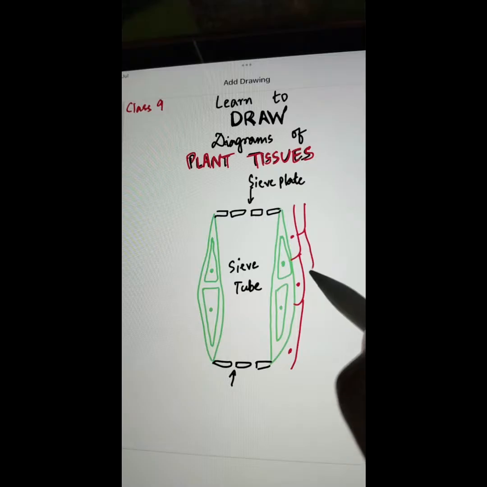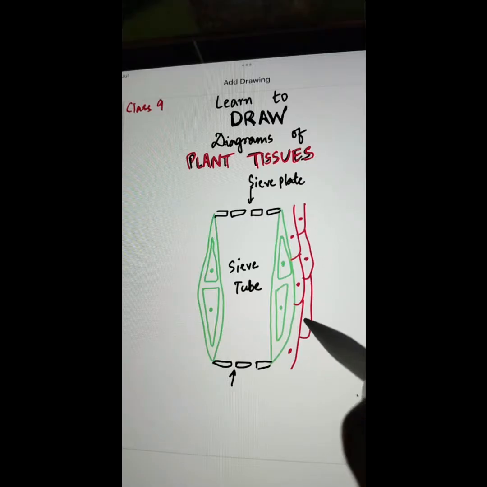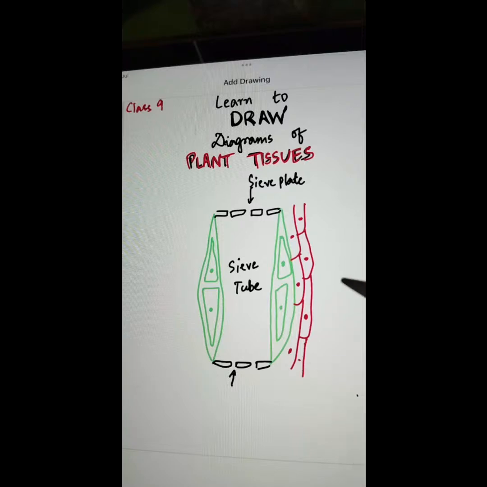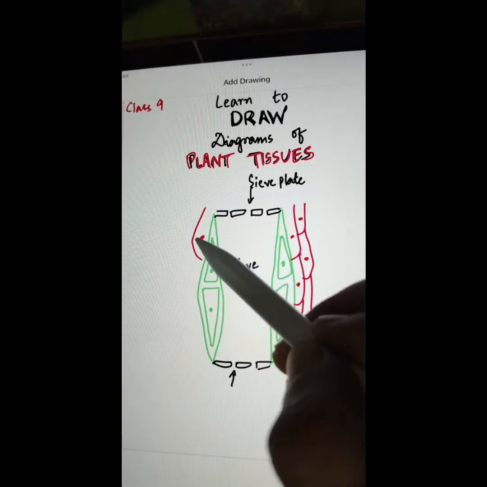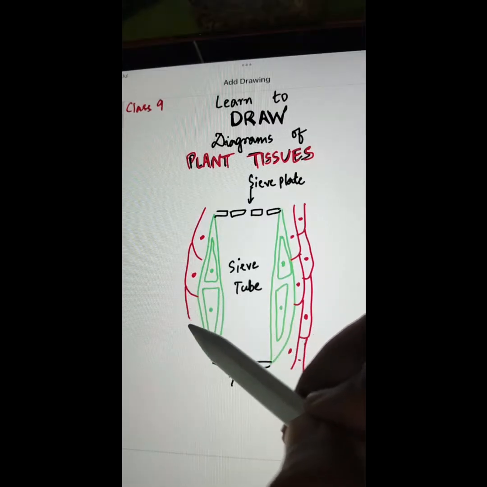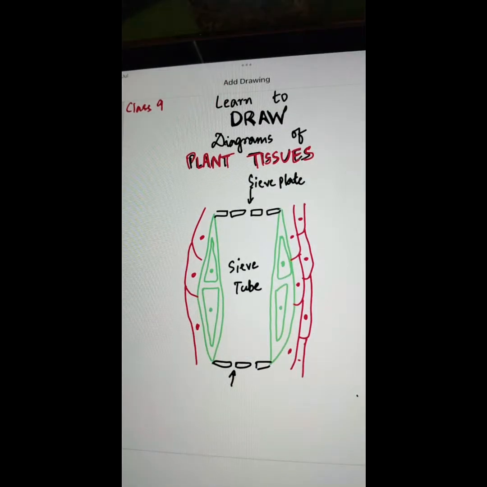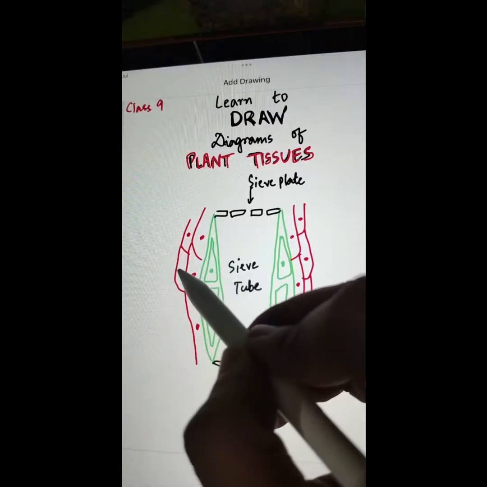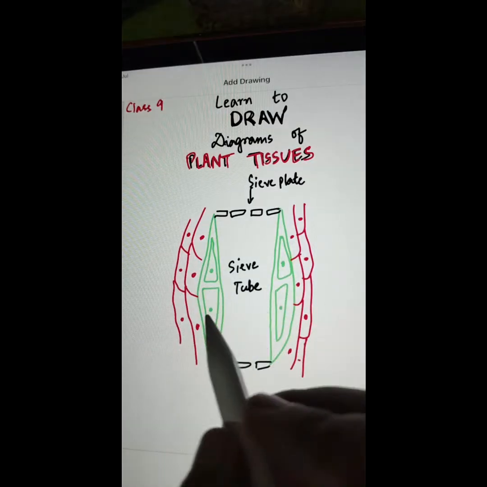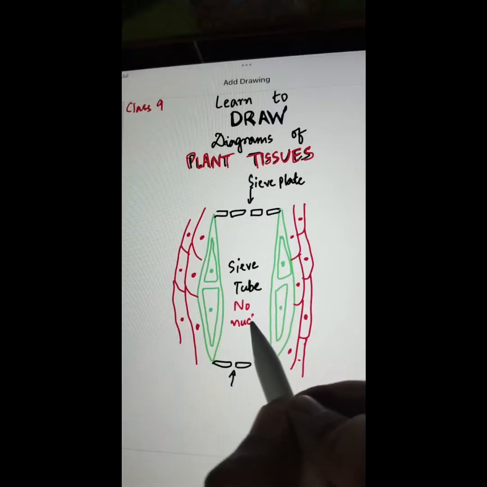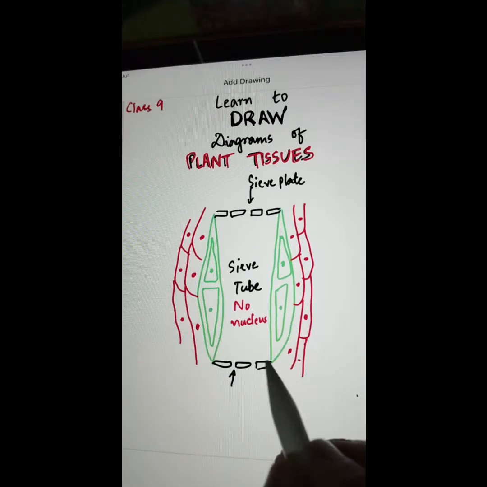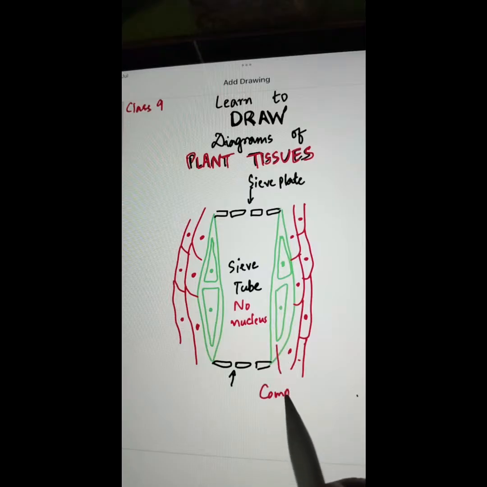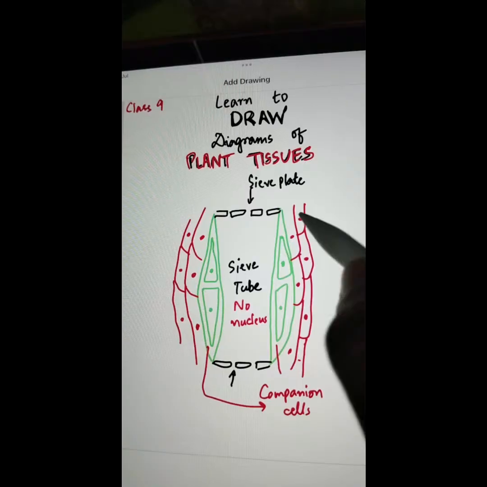The way we have drawn xylem parenchyma, similarly we can draw phloem parenchyma. Sieve tube and companion cells, they are siblings, right? Means they are formed from the same mother cell. But sieve tube is one that is not having nucleus of its own. So there is no nucleus in it. So all the nucleus related activities of this cell are being taken care of by companion cells. That is why on either side of the sieve tube, what do you have? Companion cells.